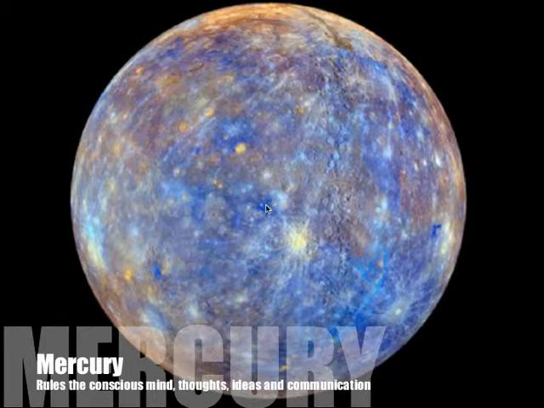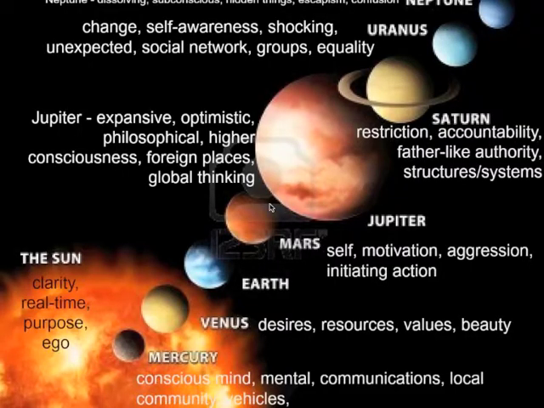It rules communications. When you send out a text or you make a phone call or anything like that, you're actually using Mercury's energy. That's the energy of Mercury's electromagnetic field. Each planetary body in our solar system has a very known, familiar type of energy that we all recognize in our lives. We just don't recognize which planet it's coming from. So with this chart, you can freeze frame it and get familiar with the energies of each planet.